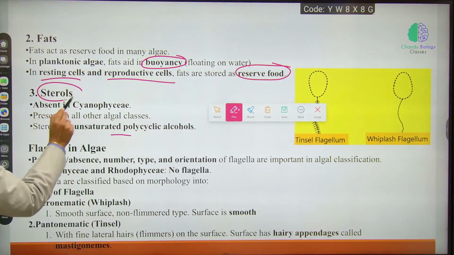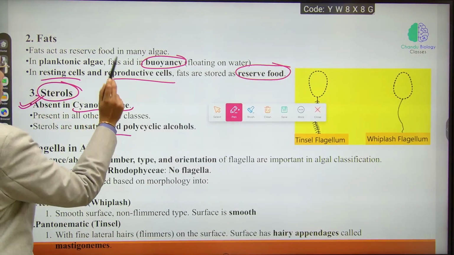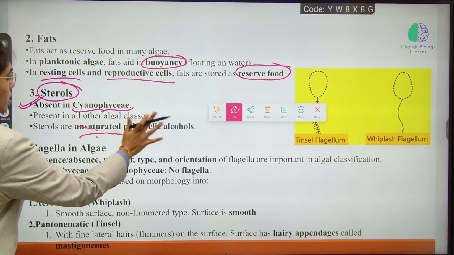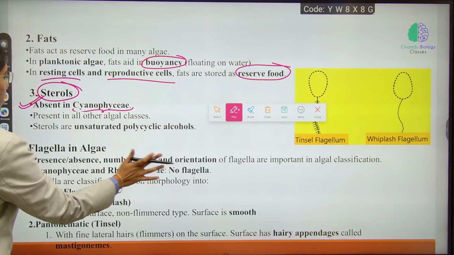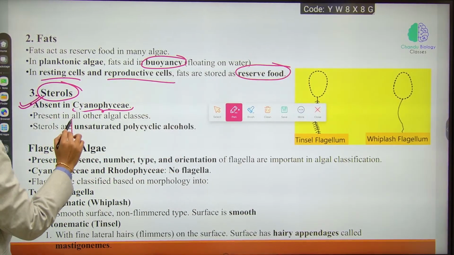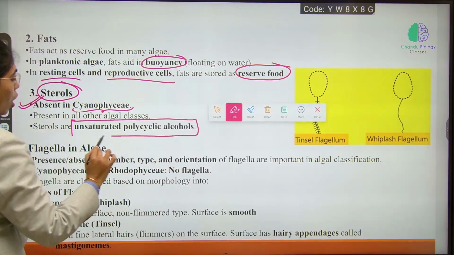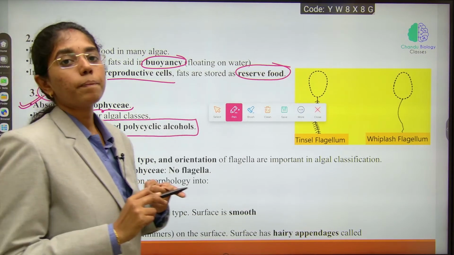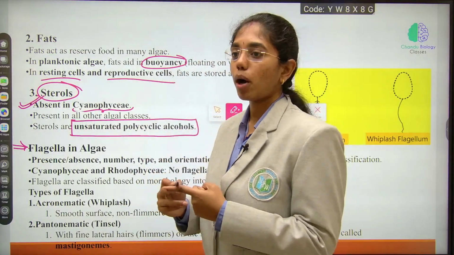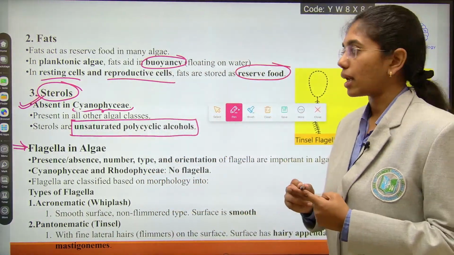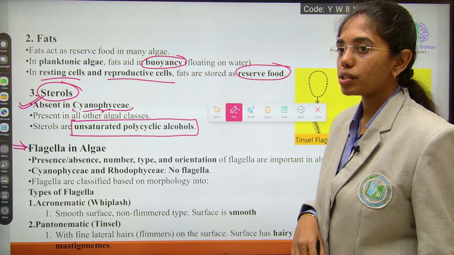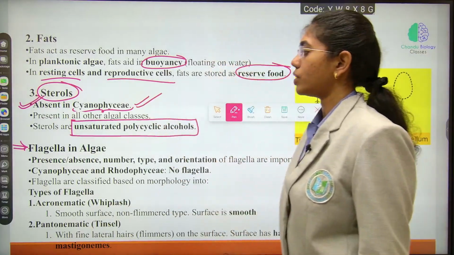Next is sterols. Sterols are absent in Cyanophyceae and they are present in all the other algal cells. Sterols are unsaturated polycyclic alcohols. Clear? Most important is polysaccharides, different types of polysaccharides stored in different algal classes. Next is fats and sterols, what are present. And an important point to be addressed here: sterols are absent in cyanophycean species.